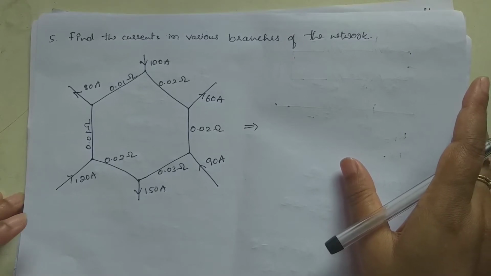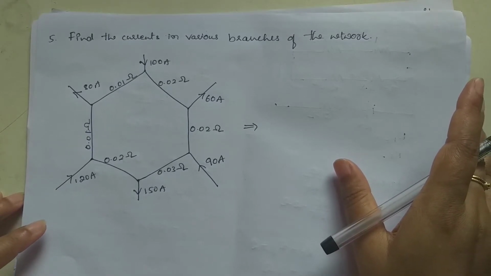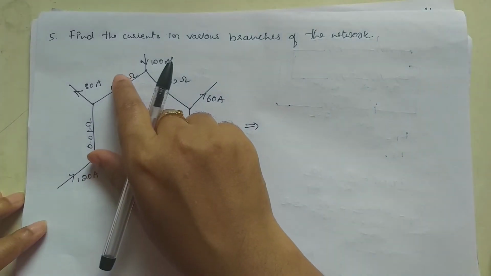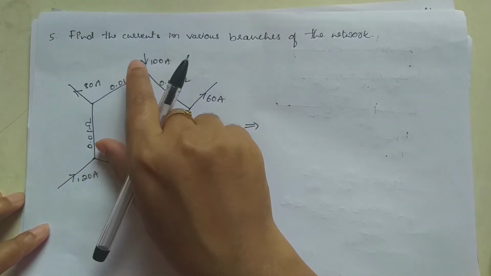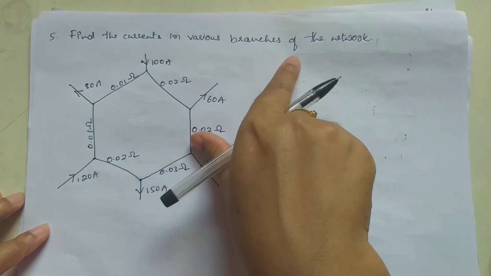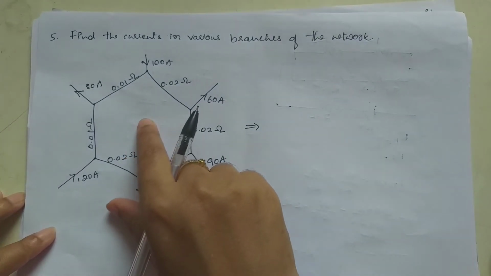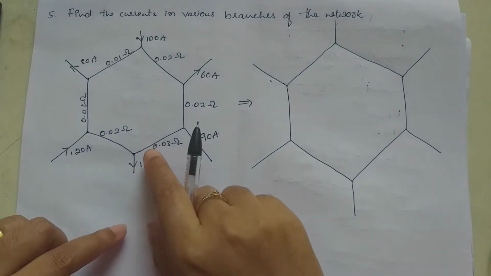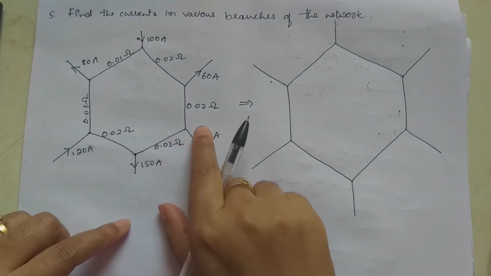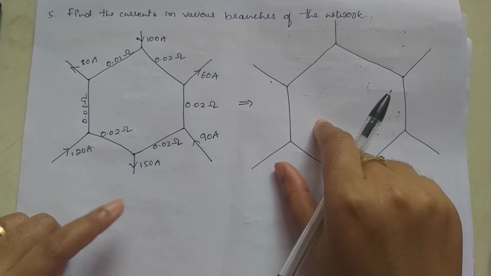In today's session, we are going to solve problem number 5 under Module 1, Chapter 1. The problem is: find currents in various branches of the network. This is the network given. Here this is a hexagon, right? The same circuit can be redrawn like this.